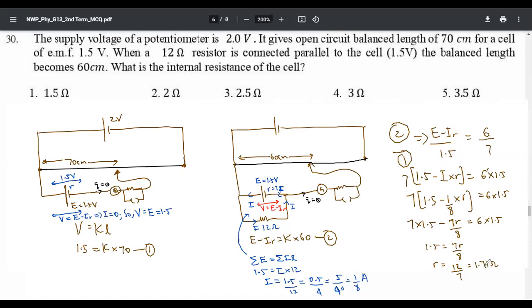round off to 2. What is the answer they have given for the 30th one? The second, no? In the scheme, they have given second, is it? But okay, it's closer to 1.5 also, no? Not convinced about it. I don't know whether I made some mistake anyway. 1.5 volt, 12 ohm. Current is 1 over 8 here.